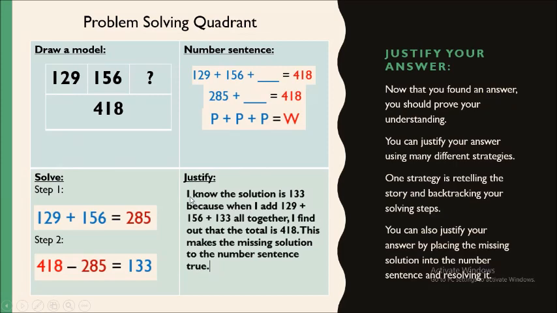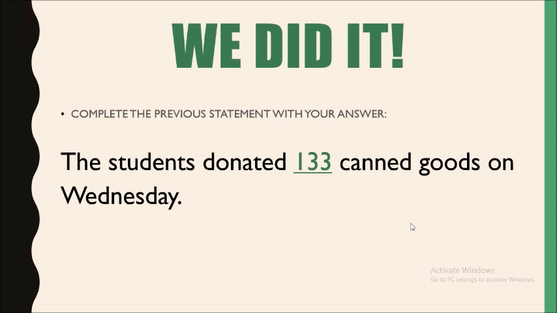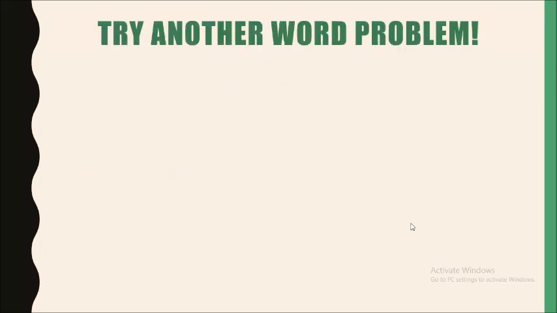So I would say I know the solution is 133 because when I add 129 plus 156 plus 133 all together, I find out that the total is 418. This makes the missing solution to the number sentence true. And we did it! Now that we found the answer, we can complete the previous statement with our answer. The students donated 133 canned goods on Wednesday.